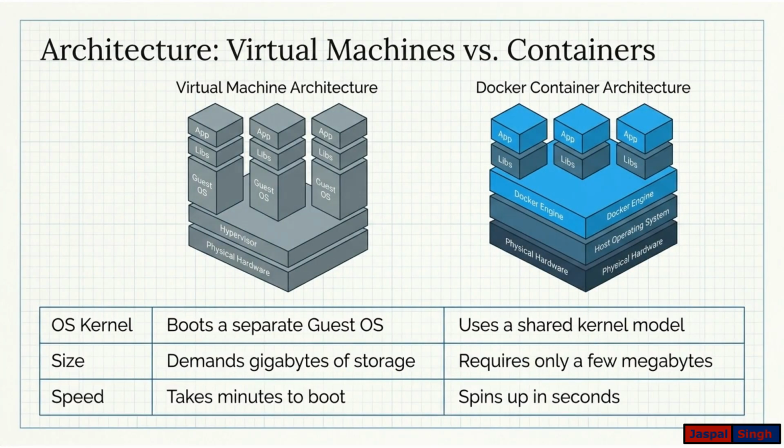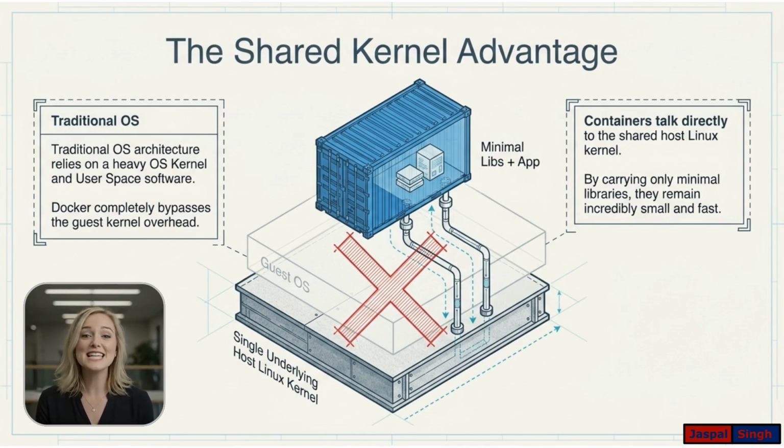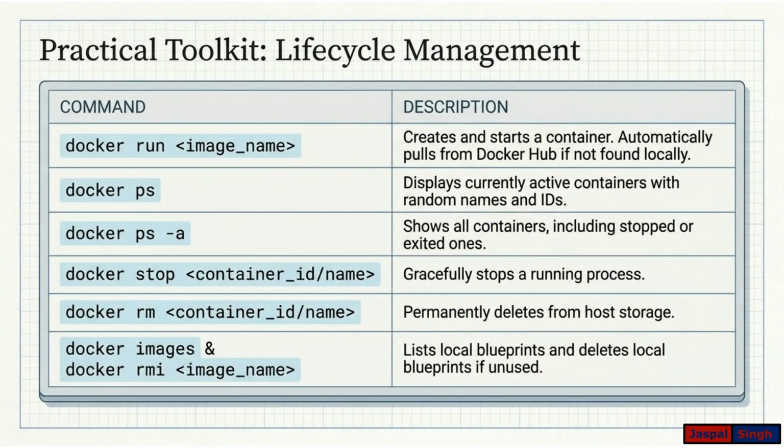Unlike virtual machines that boot a separate guest OS, Docker uses a shared kernel model, making it much smaller and faster to spin up. This shared kernel architecture allows containers to bypass guest OS overhead, talking directly to the host for maximum performance. Managing container lifecycles is simple using standard commands like run, ps, stop, and rm.